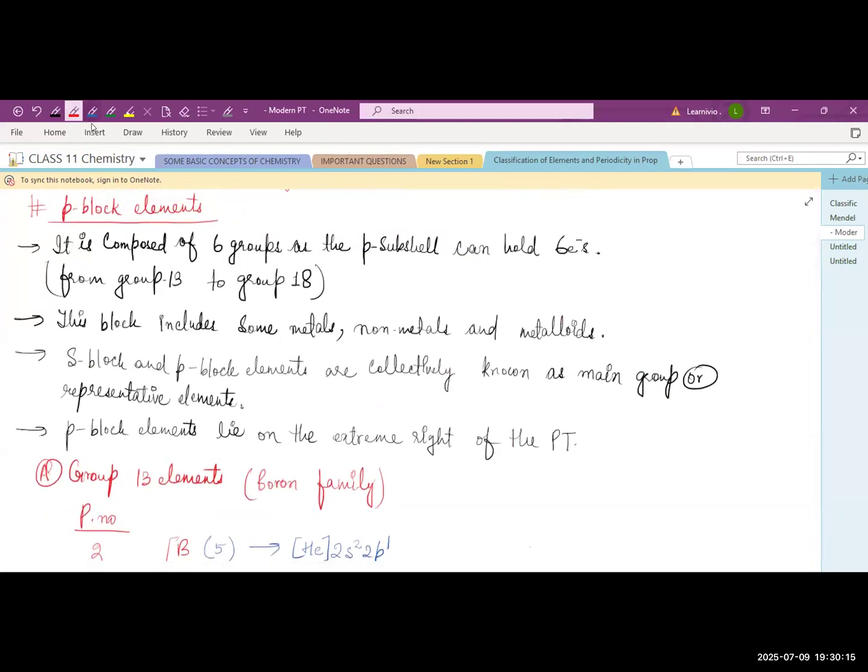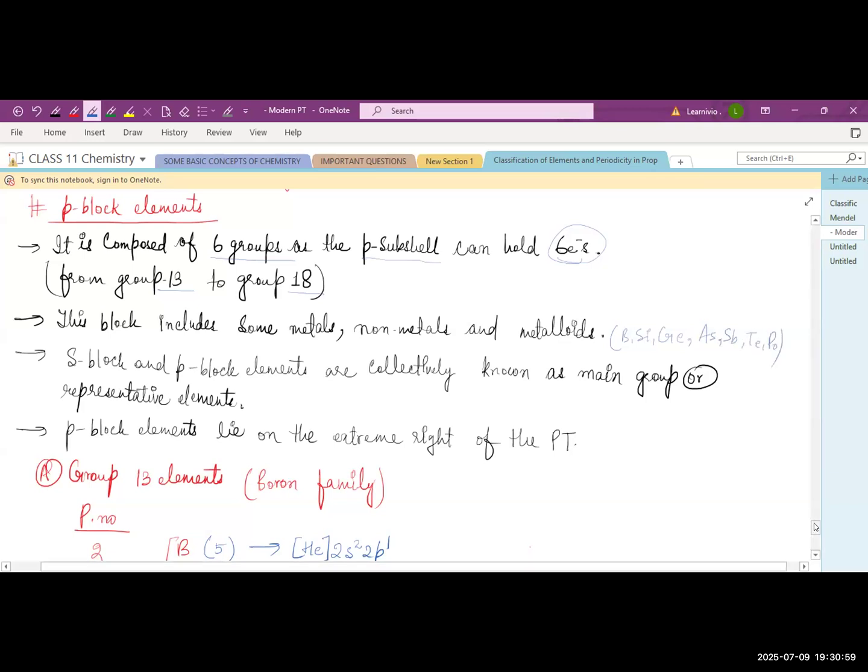P block elements are composed of six groups, as the p subshell can hold six electrons. You can remember it like this: the p subshell holds six electrons, so p block elements have six groups, from group number 13 to group number 18. This block includes mostly non-metals, but there are some metals also, and metalloids like boron, silicon, germanium, arsenic, antimony, tellurium, and polonium.